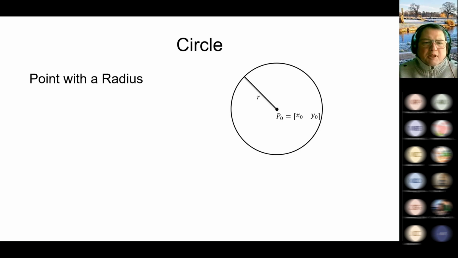A circle can be quite funnily considered an extension of a point. So it's a point with a radius, okay? And if you think about it, if you have a circle with a radius of 0, it's indeed a point, okay? So the mathematical definition of a circle is a set of points at an equal distance from a center, okay? This equal distance is called a radius.